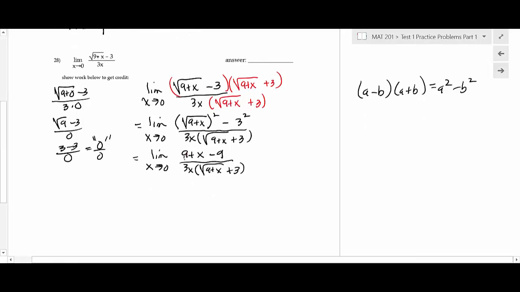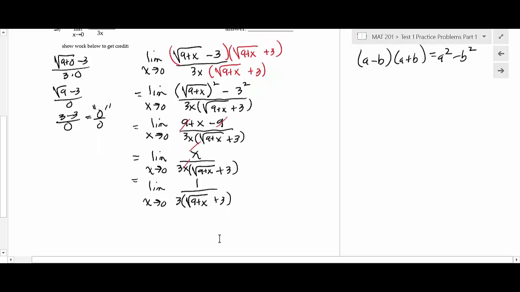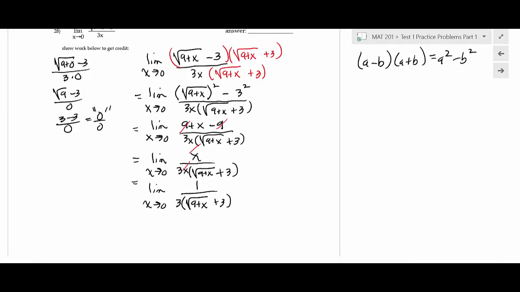You do have a cancellation. So that's going to leave us with the limit as x goes to 0 of x over 3x times the square root of 9 plus x plus 3. Then we can cross out the x's, like that. So that leaves us with the limit as x approaches 0 of 1 over 3 times the square root of 9 plus x plus 3. Now we're ready to reevaluate the limit and see what we get.